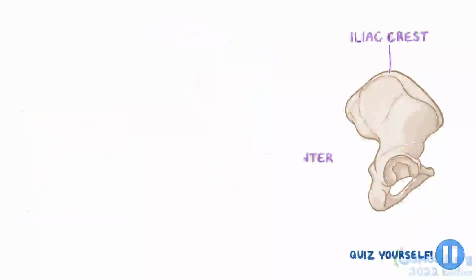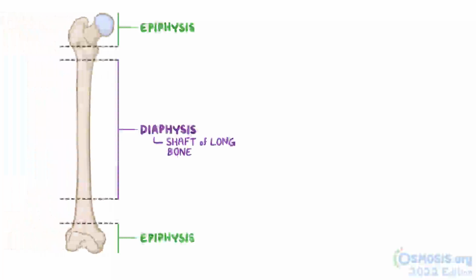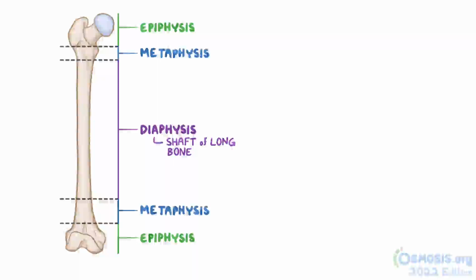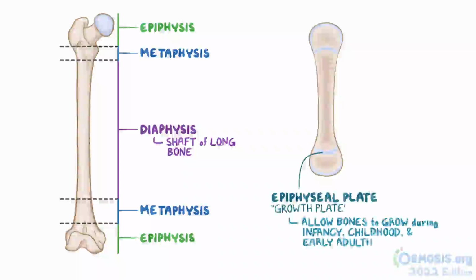Okay, now let's get familiar with some terms related to long bones. First, the diaphysis describes the middle or shaft of a long bone, while the epiphysis describes its proximal and distal ends. Near the epiphysis, the diaphysis becomes a bit wider, forming the metaphysis. Finally, between the metaphysis and the epiphysis is a layer of cartilage called the epiphyseal plate, or growth plate, which allows these bones to keep growing during infancy, childhood, and early adulthood.